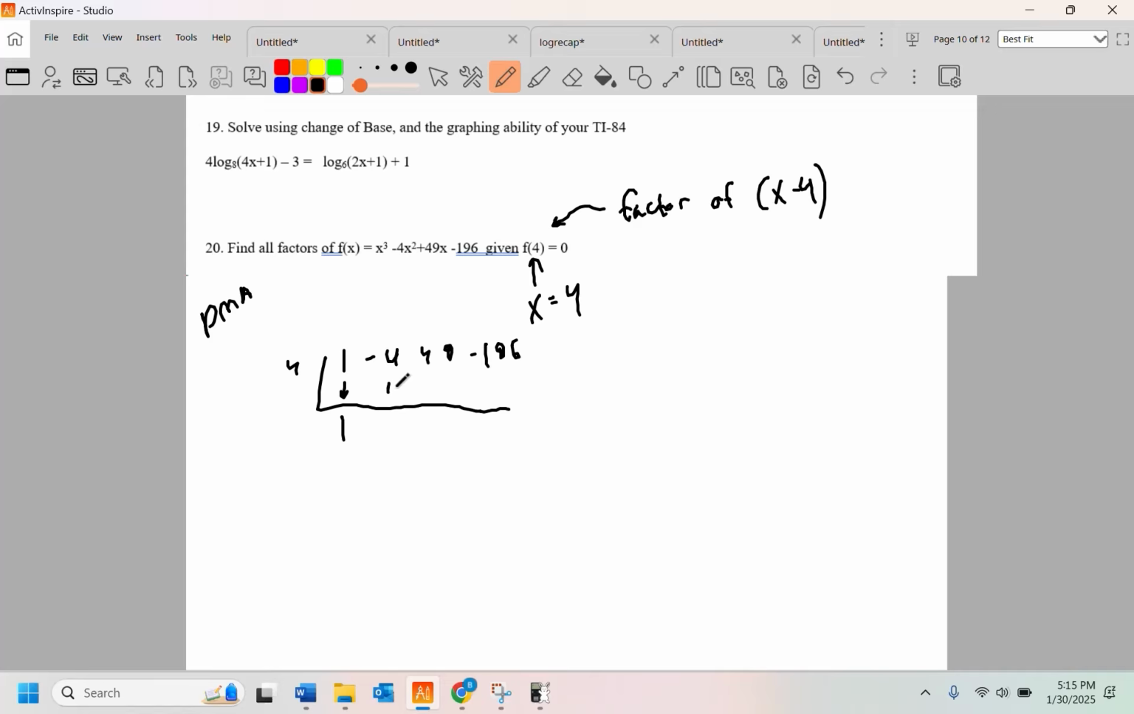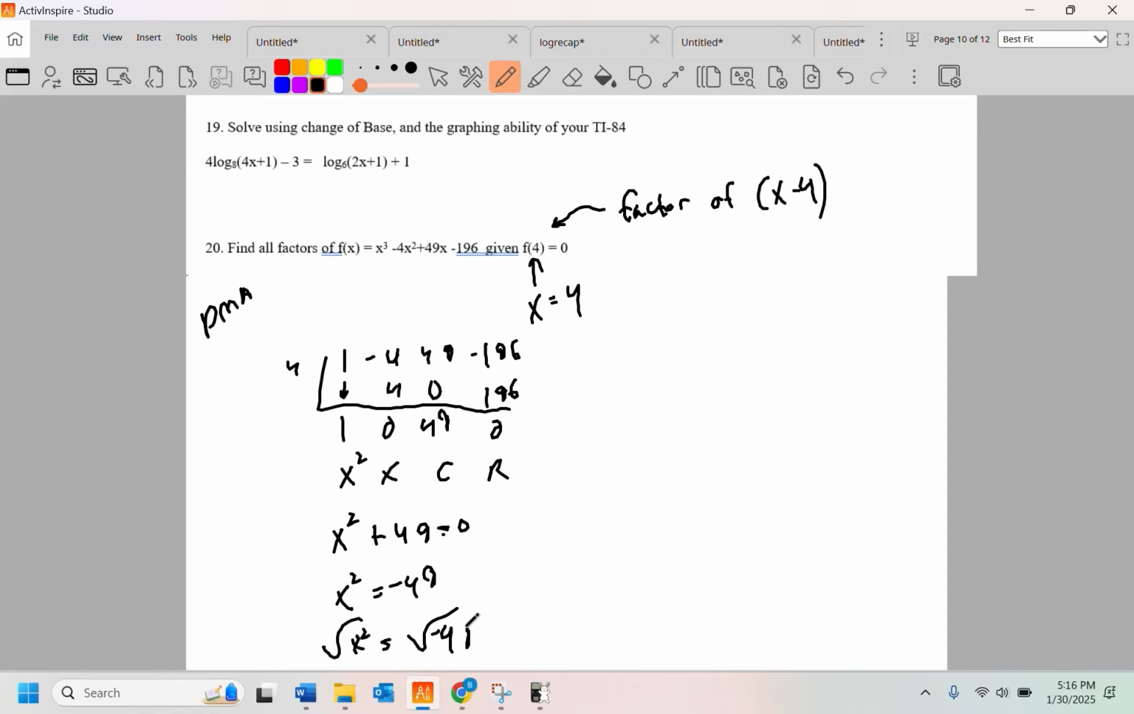We drop the 1, 4 times 1 is 4, negative 4 and 4 is 0, 4 times 0 is 0, 49 plus 0 is 49, and 4 times 49 is 196. Put a 0 there. You have a remainder, you have a constant, you have an x, you have an x squared. You can rewrite that as x squared plus 49 because there are 2 more zeros right there. You are going to set it equal to 0. You are going to take away 49 from both sides. You are going to counteract squaring by square rooting. You know that the square root of a negative number is imaginary. So x is plus or minus 7i.